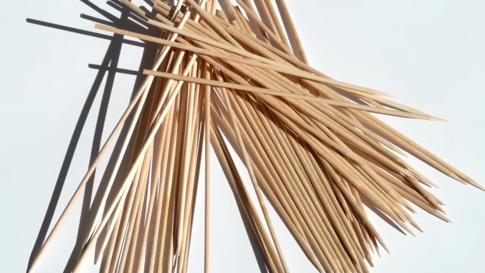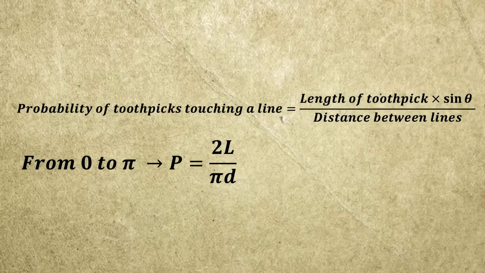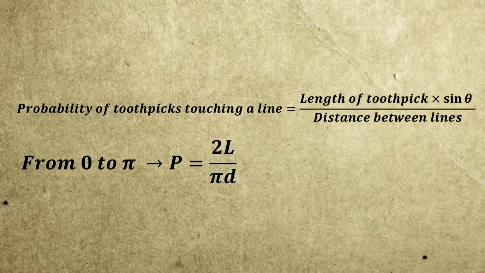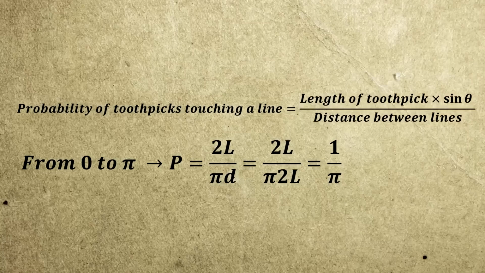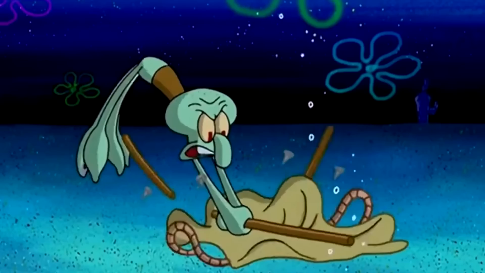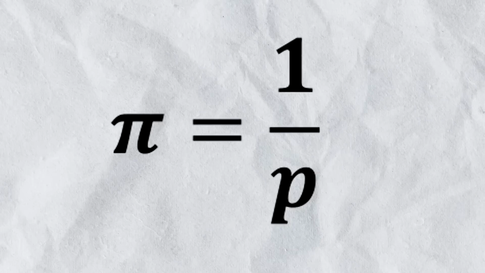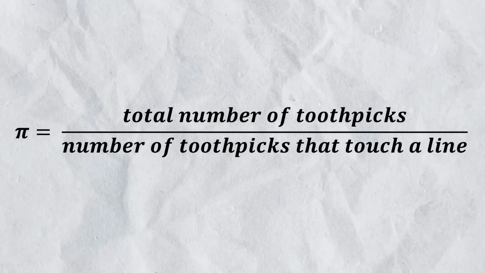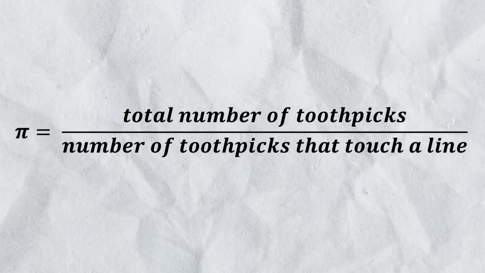Thus, the probability of touching the line can be expressed as 2 multiplied by the length of the toothpick divided by pi multiplied by the distance between lines. Since we set the distance to twice the length of the toothpick, we are left with 1 divided by pi. Therefore, pi is equal to 1 divided by that probability, which we can find by dividing the total number of toothpicks by the number of those that touch the line.